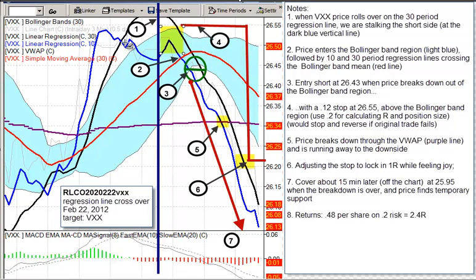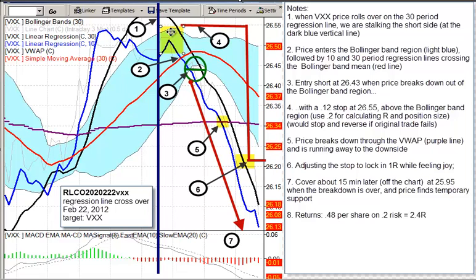But up here, this is when I first start stalking, when the price crosses back under the 30-period regression line, when the blue line crosses under black. And then you see the 30-period regression line rolling over. When it peaks and starts to roll over, that's when I officially start stalking it. So the VIX price rolls over, and so does the 30-period regression line. So I'm stalking the short side, beginning with the dark vertical blue line.